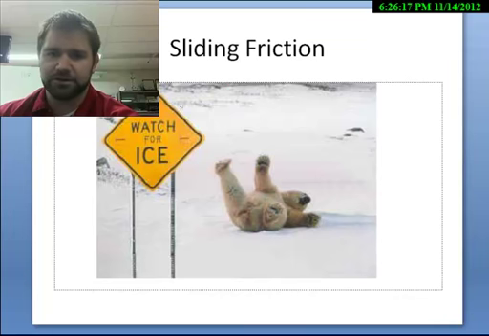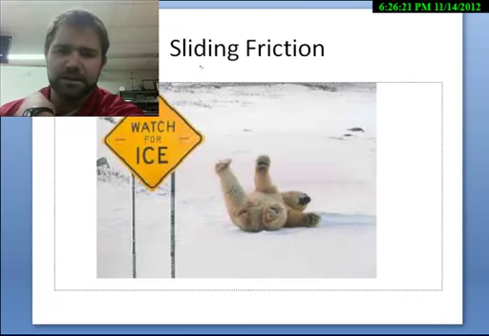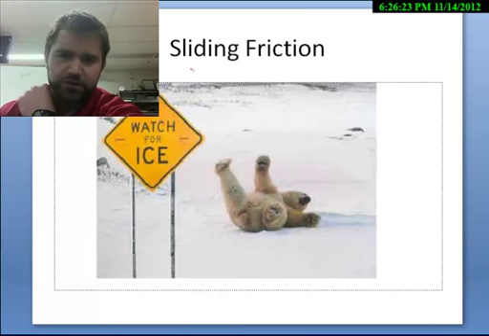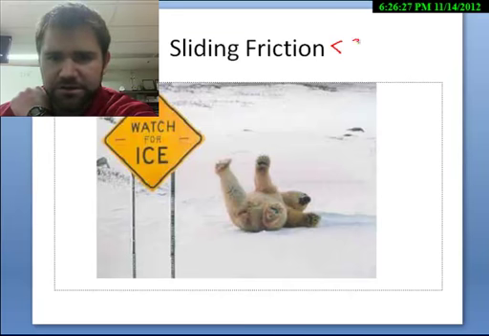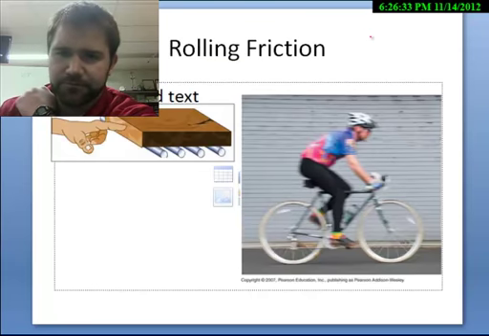So, second type of friction, sliding friction. Something that is sliding, again, still has friction, but it's a little bit less than static friction. So sliding friction is less than static for any two surfaces.